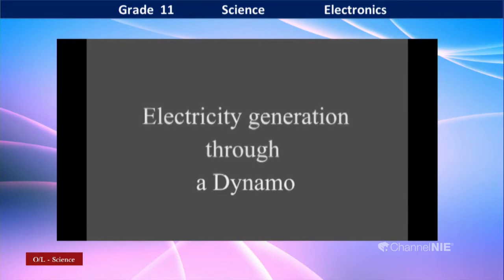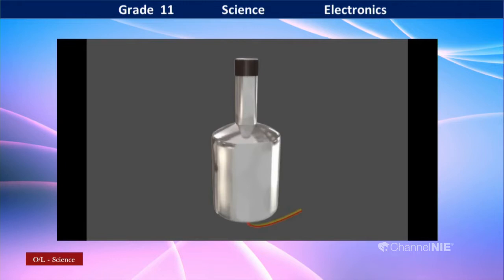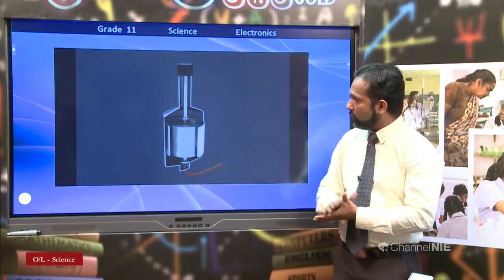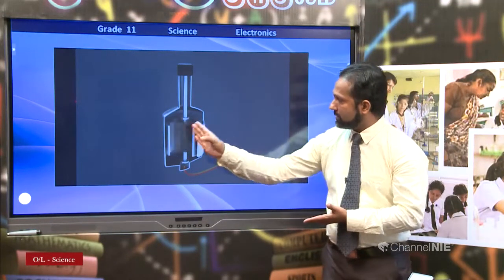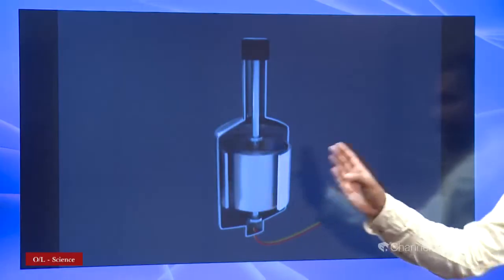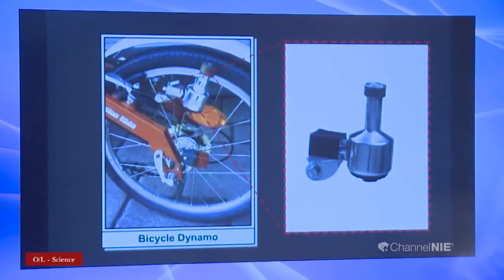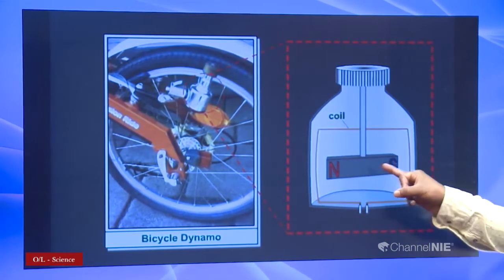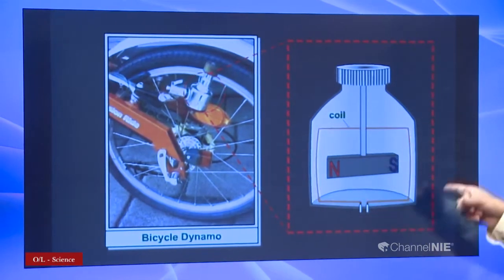Electricity generation through a dynamo. This is also an instrument that generates electricity by electromagnetic induction. This is the rough wheel bar. This is a strong magnet. It is placed in between a copper coil. Otherwise, we can place a cylindrical magnet and a coil. You can see the parts of the bicycle dynamo: the magnet is there, and a coil is there around the magnet.